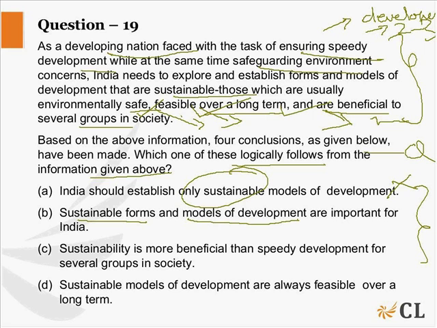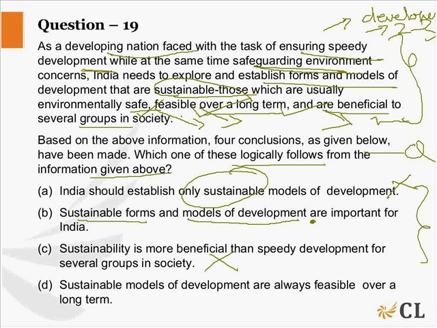Speedy development while at the same time safeguarding environment. Establish forms and models of development that are sustainable. Those usually environmental safe, etc., etc. So अभी तक ये आंसर लग रहा है. Let's go ahead. Sustainability is more beneficial than speedy development for several groups in the society. No, he is not comparing anything. So this I can just close my eyes and just eliminate it. Sustainable models of development are always feasible over a long term.